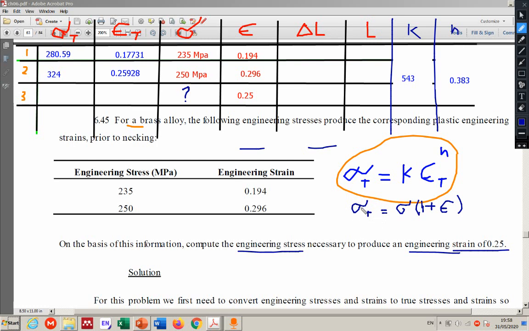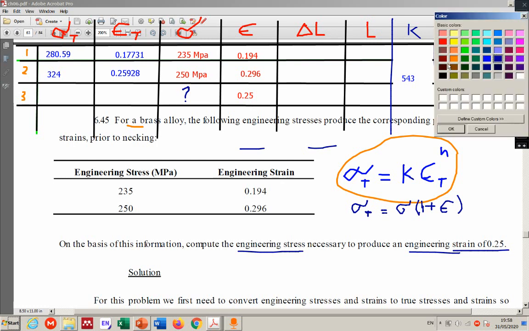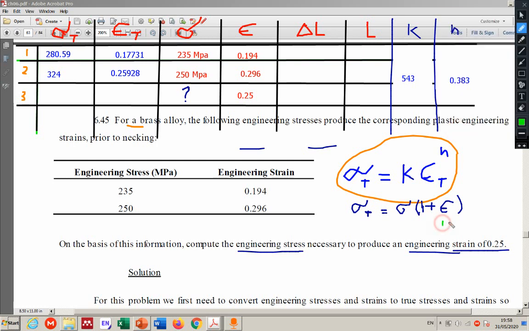I'm sorry, in the beginning I didn't tell you why I would need to find N and K. I told you it's necessary. Why? Because we're in a plastic zone. But the reason is that I need to find a true stress here from the engineering strain. This is for the third case. Remember, you cannot use those anymore for the third case. You have only this value, and you want to find this one. This is what you're looking for, but this one here is unknown. So if I find this one, I can find the engineering stress which is required.